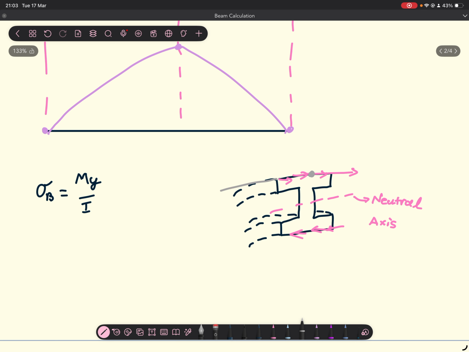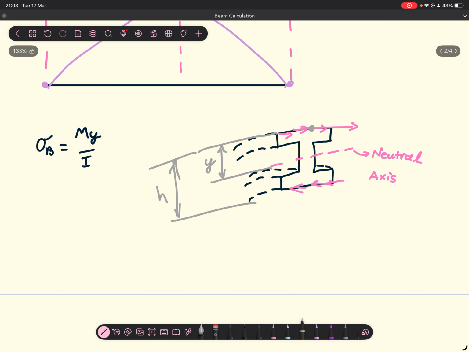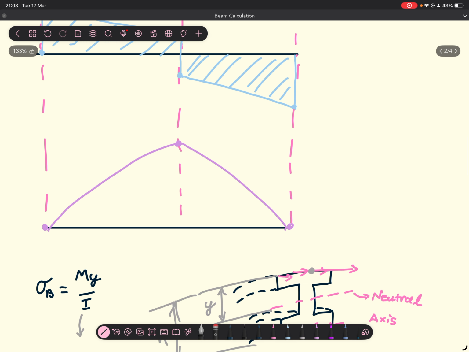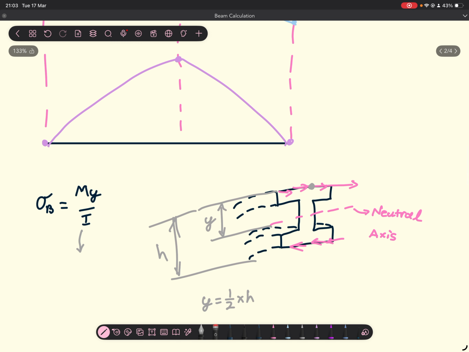So we're going to calculate the distance from the neutral axis or the centroid up to that point, and we're going to call that Y. And because it's an I-beam, let's call this H. Because it's an I-beam, the centroid is perfectly in the center of the shape, so Y is just going to be a half times H. Okay, and then your value for I should be in the table, so you won't have to calculate that. And then M is basically your maximum bending moment, which is going to be this value here.